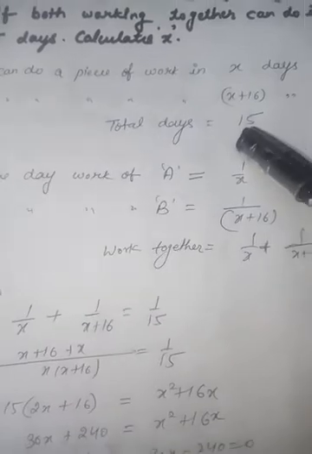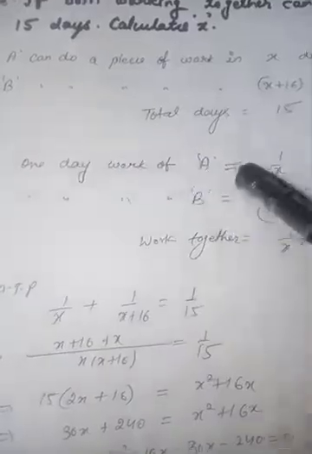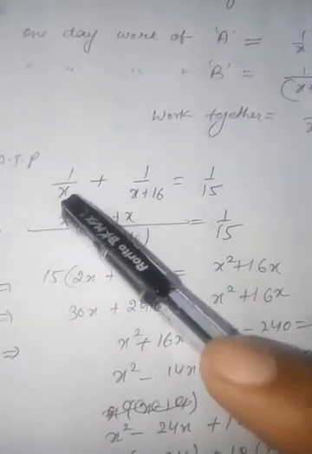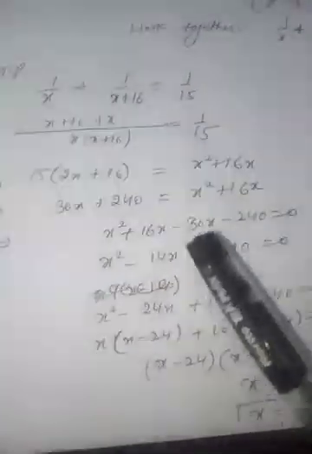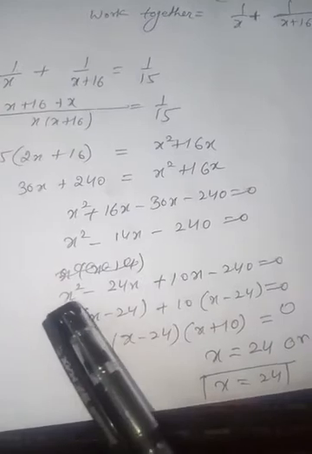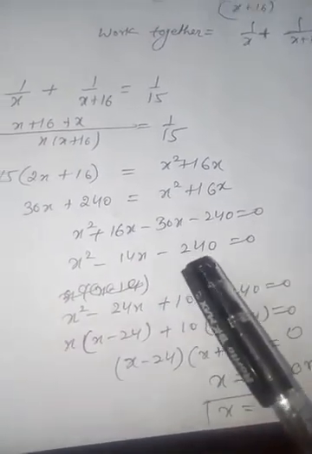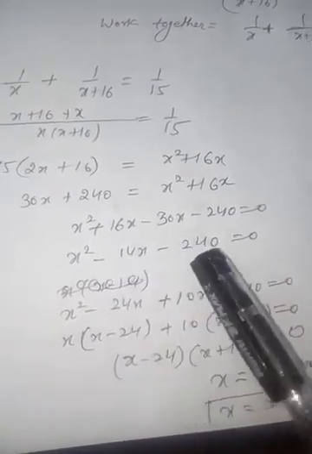So first we find out one day's work of A and B. One day's work of A is 1 upon x, and one day's work of B is 1 upon x plus 16. One day's work together is 1 upon x plus 1 upon x plus 16, and this equals 1 upon 15. So this is the quadratic equation. Now take the LCM and solve. The final quadratic equation we get is x square minus 14x minus 240 equals 0. Now 240 can be factorized such that the difference of these two numbers should be 14 and the product should be 240.